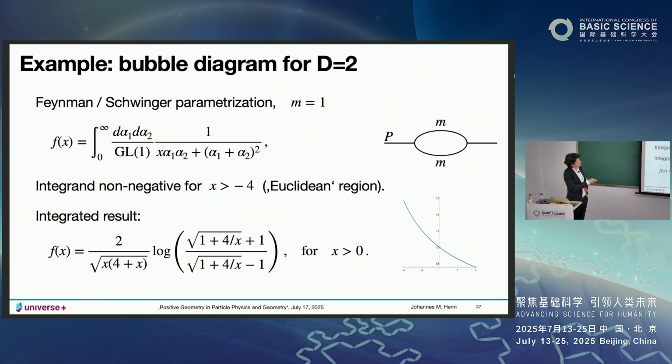There's actually a GL1 invariant, so practically you can fix one of them to 1, and the other one is integrated from 0 to infinity. It's a simple integral. If you integrate it, this is actually the answer, where x is basically the momentum squared here. Now, if we take that answer and plot it in the region where it's a real valued function, this is the graph you get. So it's exactly like what I advertised.